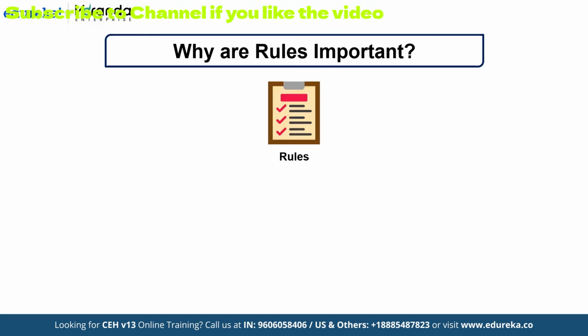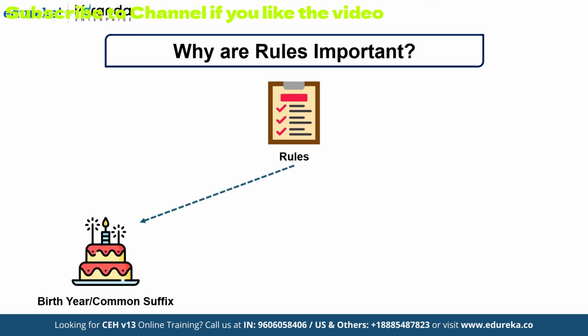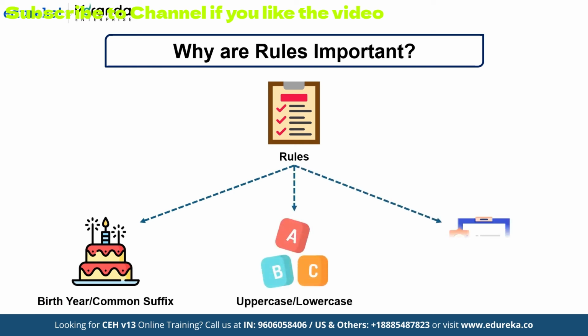But why are rules important? Rules significantly expand the effectiveness of cracking attempts without the need for massive word lists. And they allow you to adapt to real-world password patterns, such as adding birth years or common suffixes, switching between uppercase and lowercase letters, and handling specific password policies. And with the flexibility of default and custom rules, John the Ripper becomes a powerful tool for tackling even complex passwords.